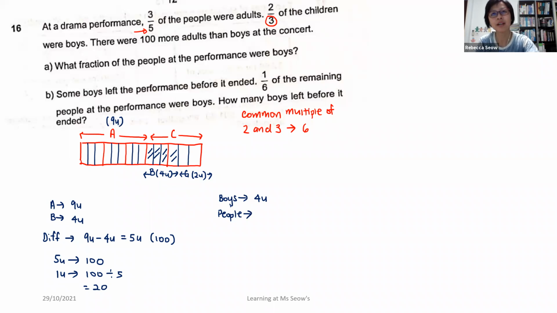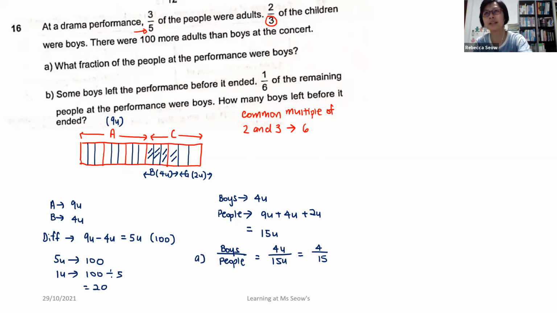People would have 9 units of adults, 4 units of boys, and 2 units of girls. Adding up everything, we will have 15 units. So the fraction of people at the performance that were boys would mean boys out of the total number of people. In terms of units, 4U out of 15U. So that gives us 4 out of 15. That's the answer for A.